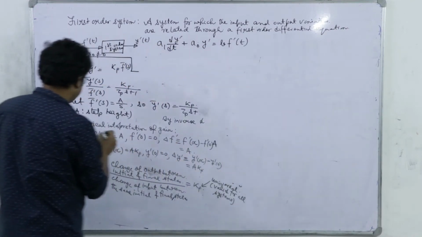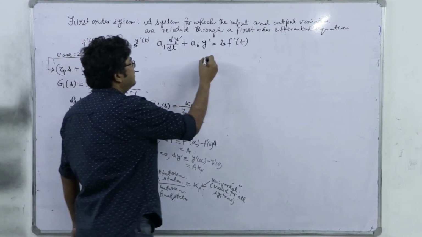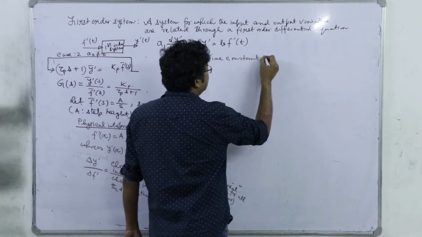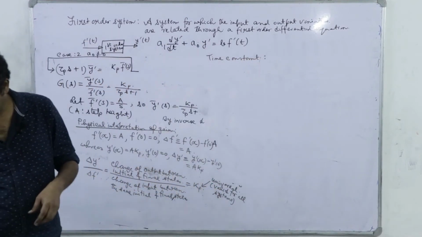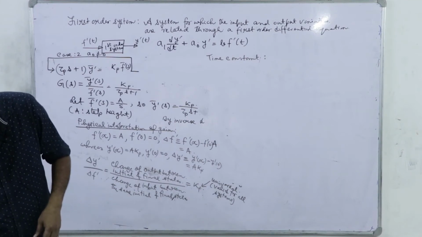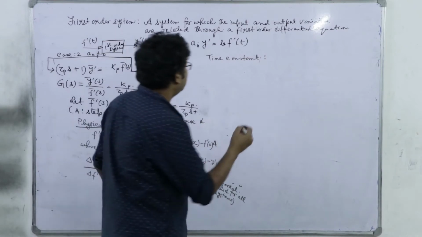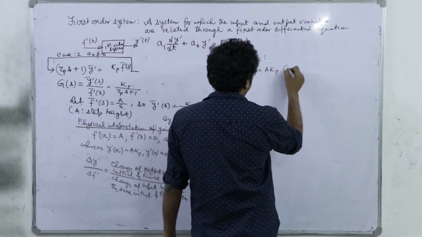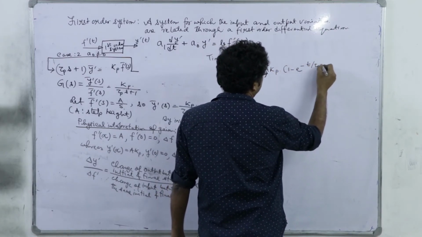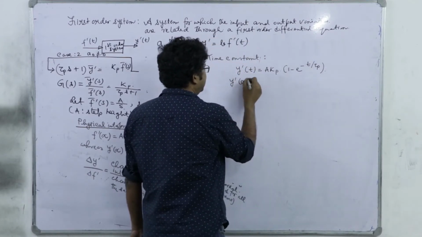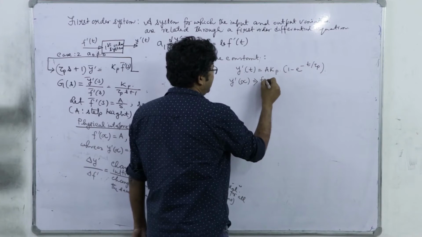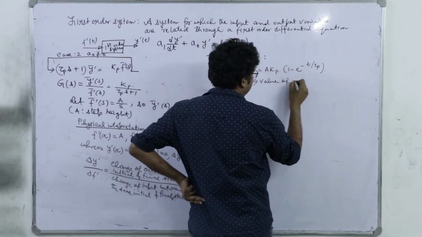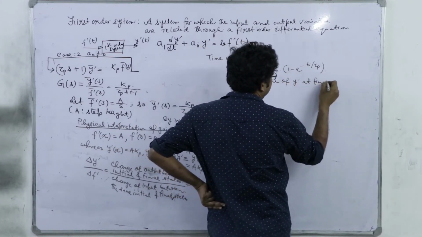So, here the physical interpretation of gain we have discussed. Next, it is time constant. What is that? Now, you see the time constant tau p. What was the equation? y prime t = A K p (1 - e^(-t/tau p)), and y infinity, that is the final value of y at final state, or y prime at final state.